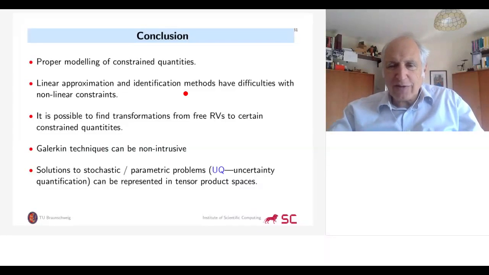Okay, so you want no constraints. And that's why it's good to make these transformations. So it's possible to find transformations from free random variables to these constrained quantities, okay? So I've covered a few of them.